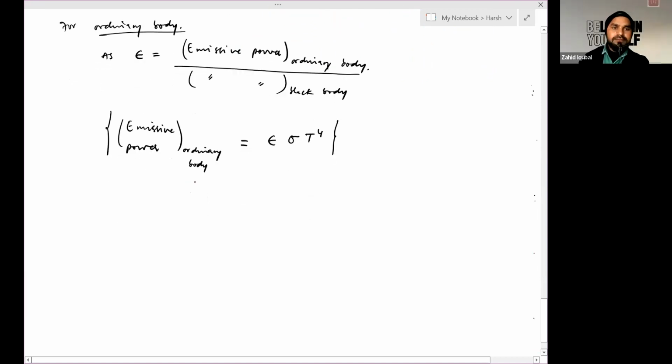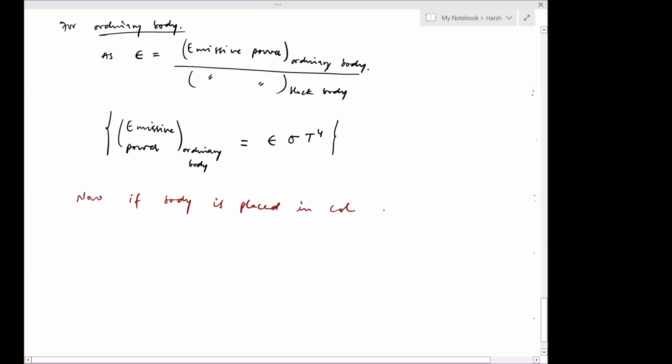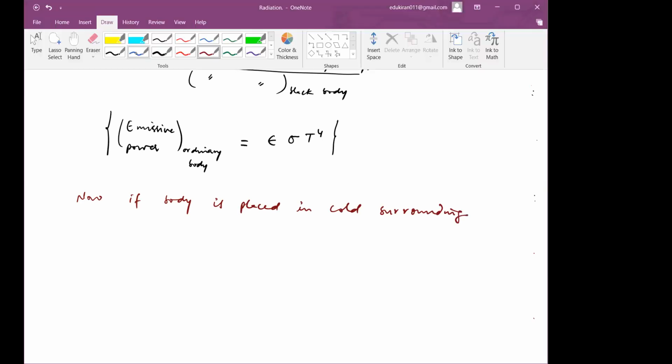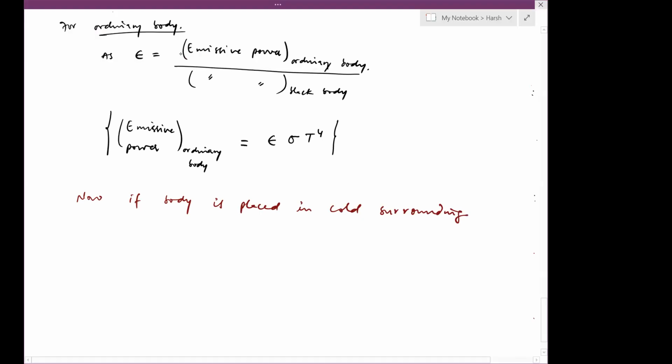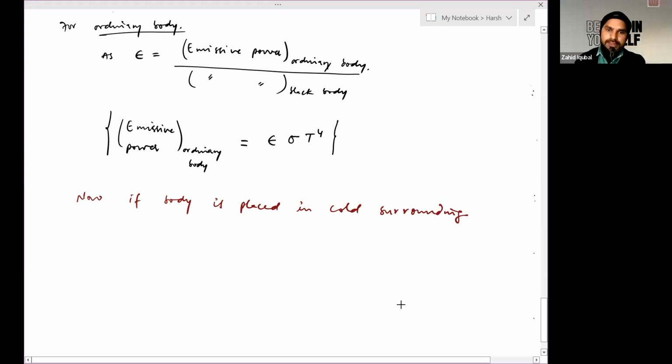Okay. Now using this concept, now if a body is placed in cold surrounding, suppose this is any hot body having temperature T.